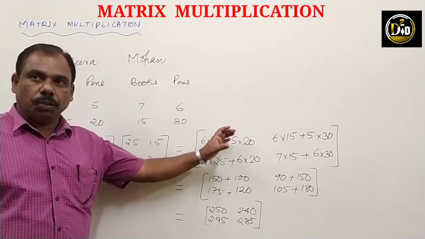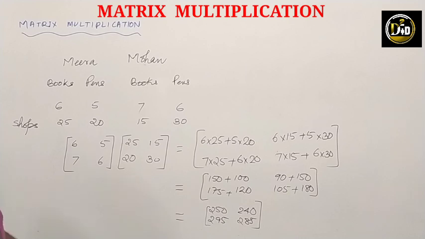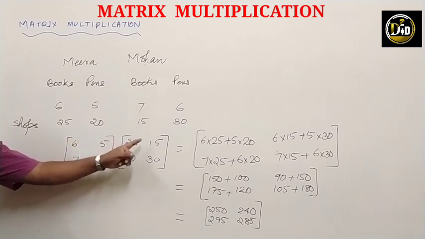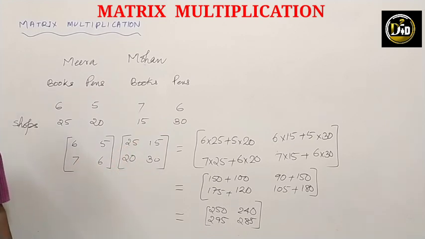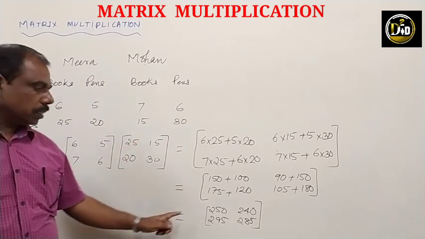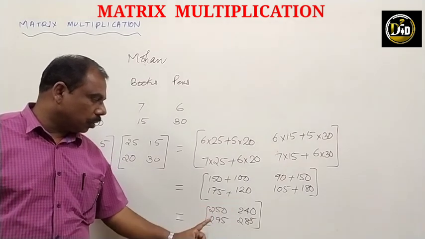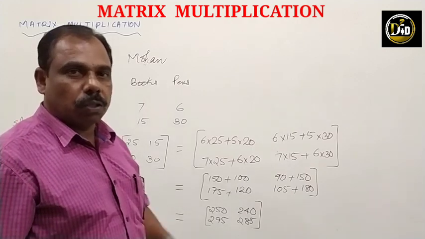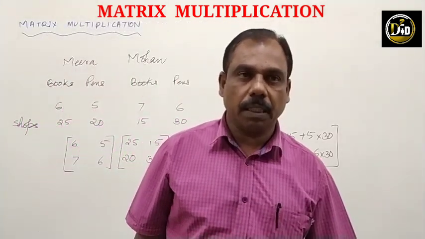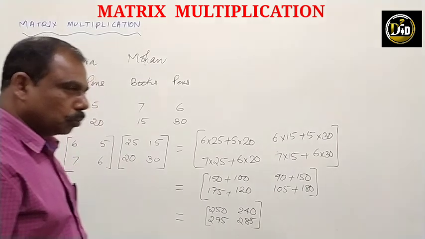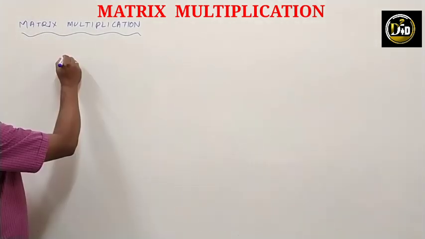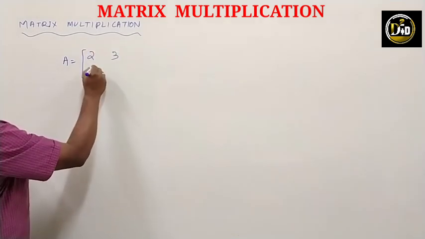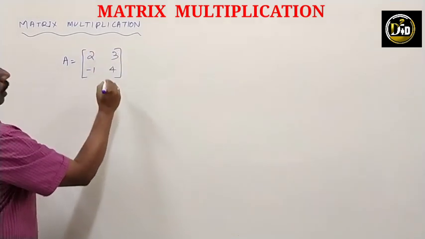The way in which we have presented this data, that means we have got the matrices 6, 5, 7, 6, 25, 15, 20, 30, and finally with certain operation we got it as 250, 240, 295, 285. This particular operation we call it as matrix multiplication.